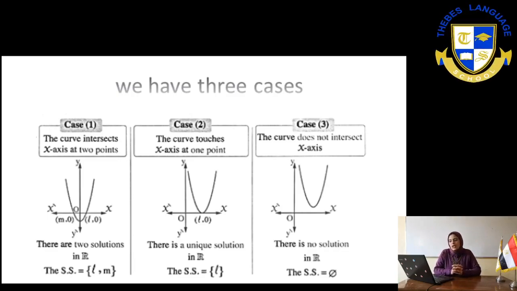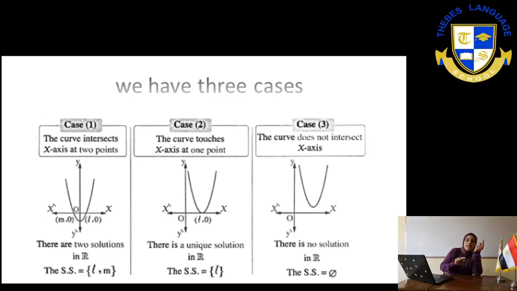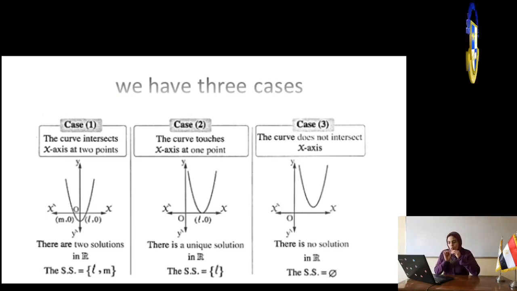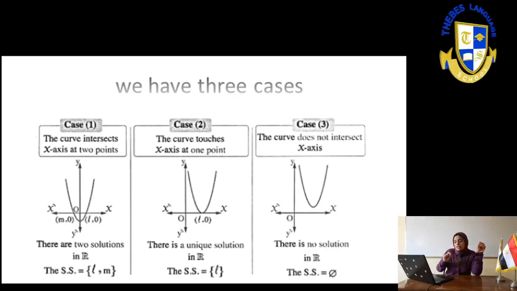So the solution set here is {L, M}. Second case, the curve touches the x-axis at 1 point, which is L and 0. That is because the point lies on the x-axis, so the y-coordinate is 0. So the solution set here is {L}.